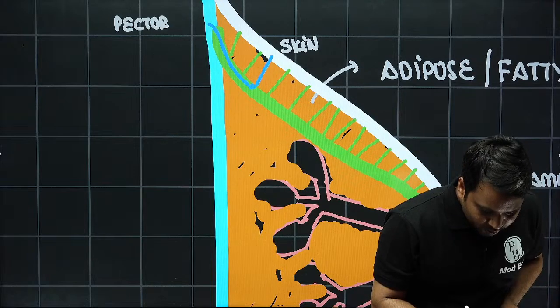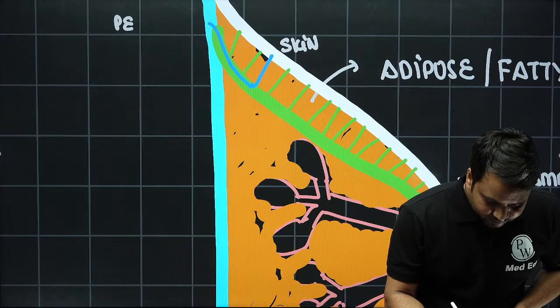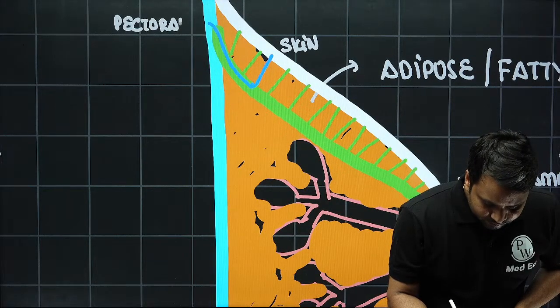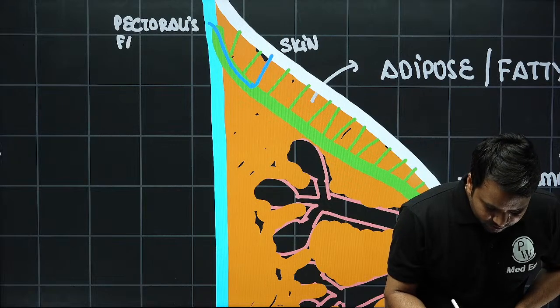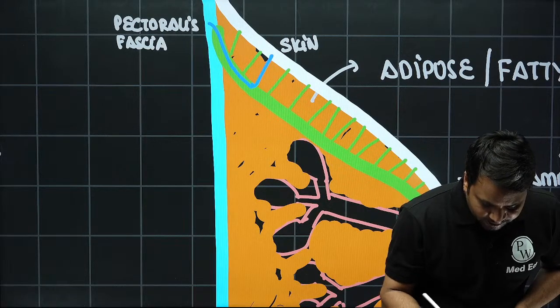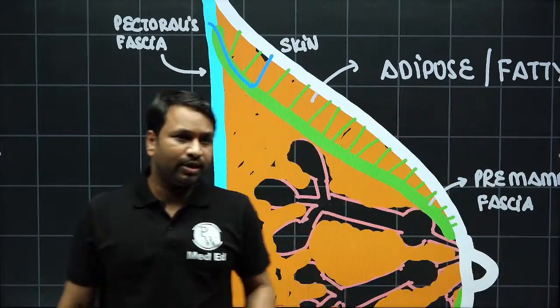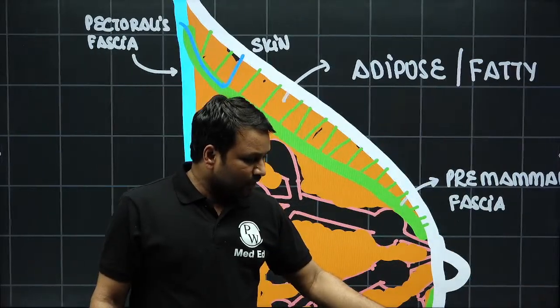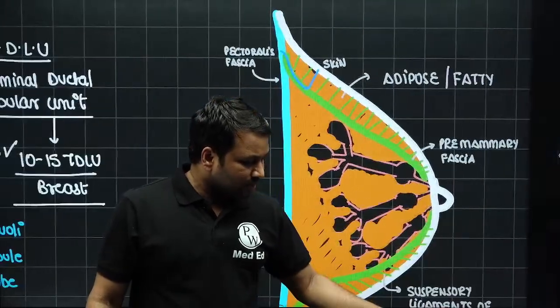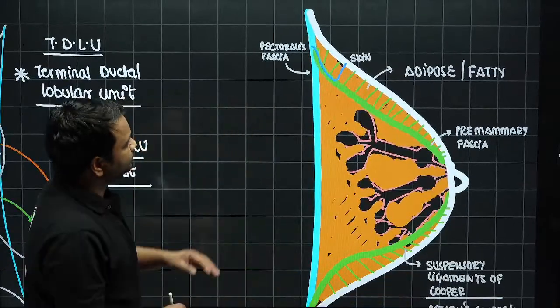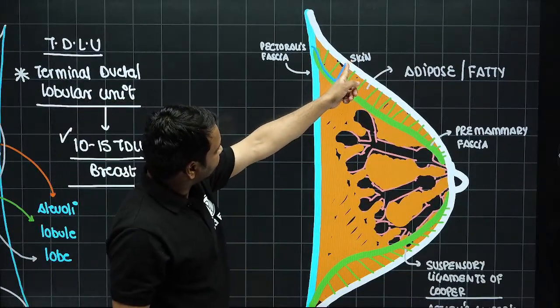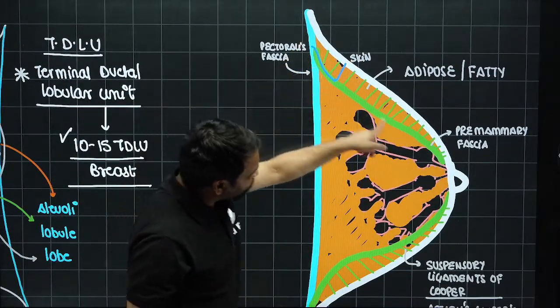Posteriorly you have the pectoralis fascia. This is the pectoralis fascia, right? So the suspensory ligaments of Cooper start from the skin and go on to the pectoralis fascia via the premammary fascia.